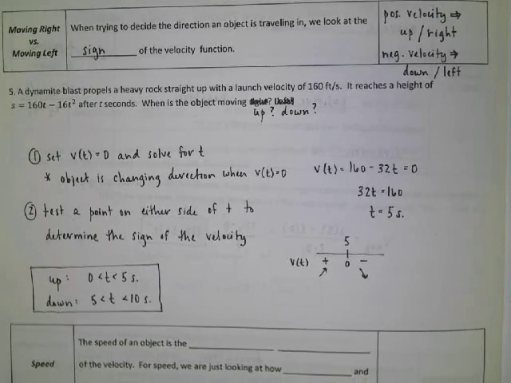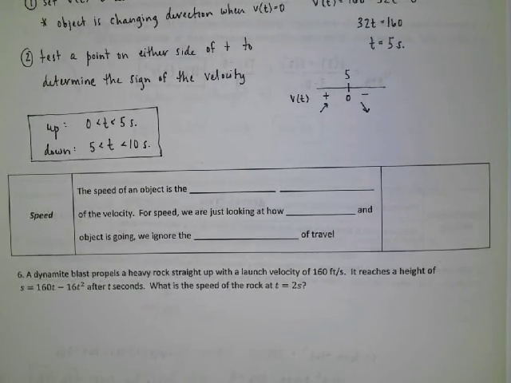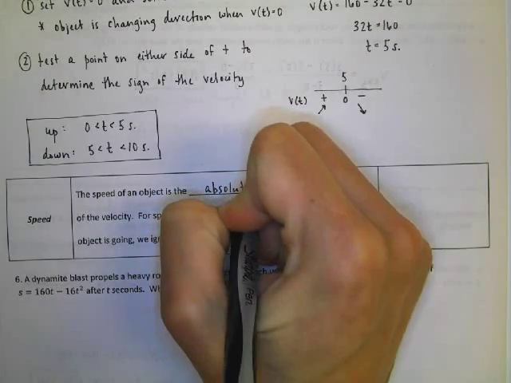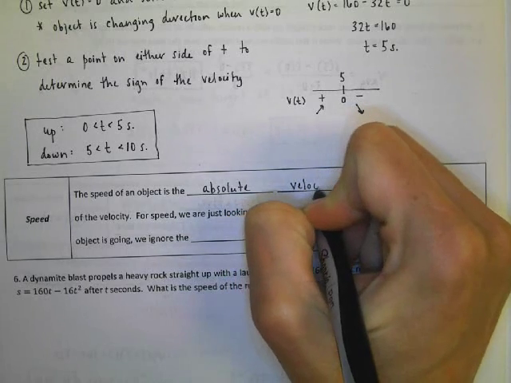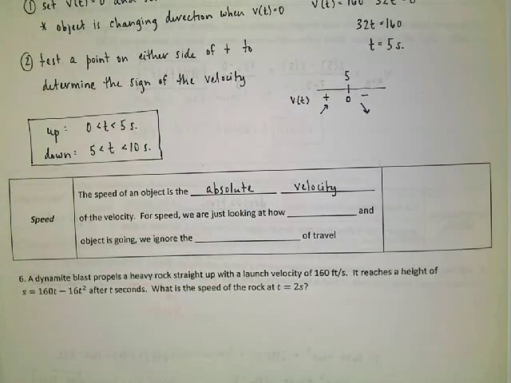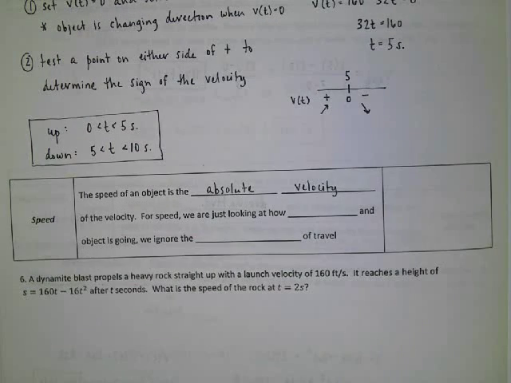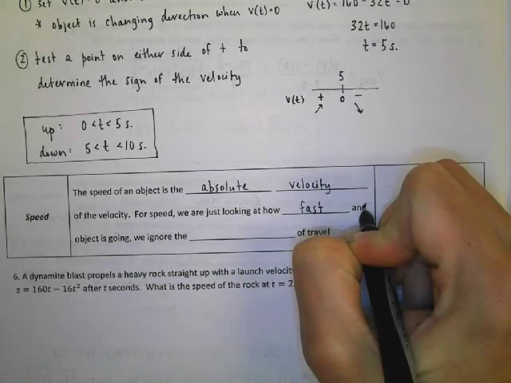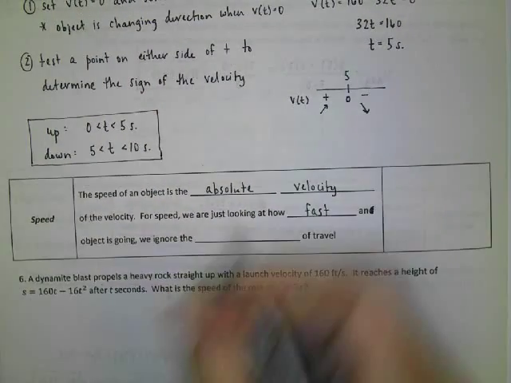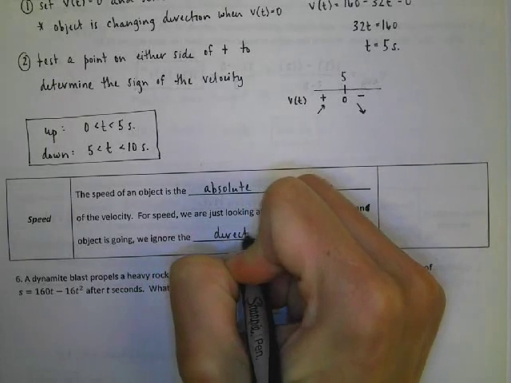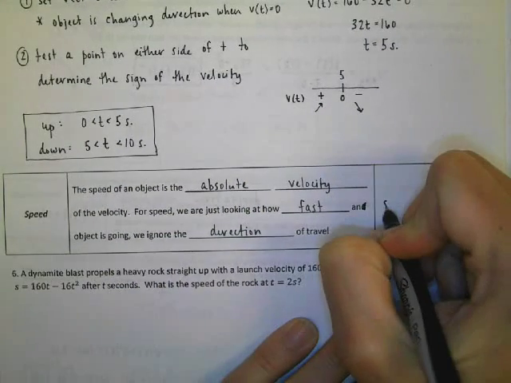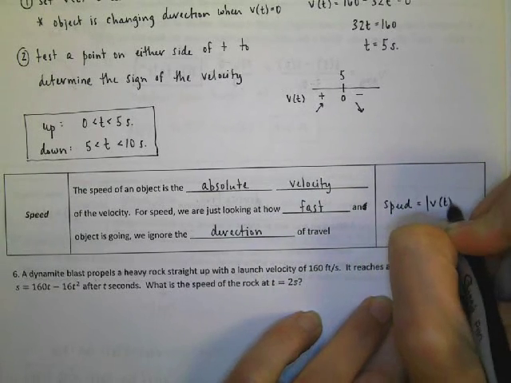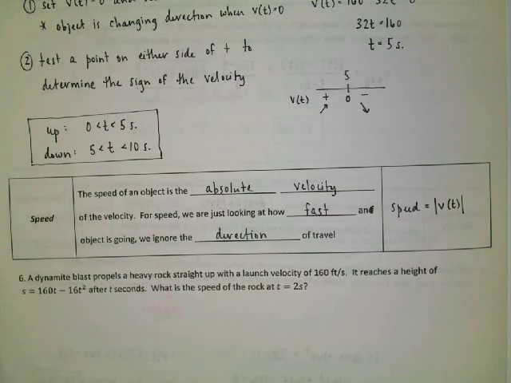Okay, now we're going to talk about speed. The speed of an object is just the absolute value of the velocity. So we don't take into account the direction, which is what gives us the sign. We just want the absolute value of the velocity, because we're just looking at how fast an object is going, and we're ignoring the direction of travel. So when we're talking about speed, we're just doing the absolute value of velocity.